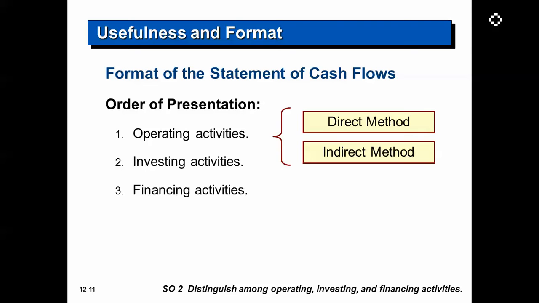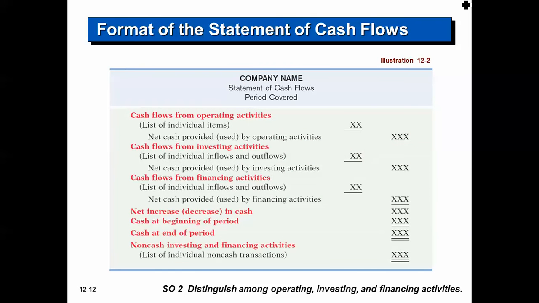There are 2 methods. Now, the PowerPoints will go through both methods, but actually we only concentrate on what's called the indirect method. That's the simplest and most often used. The format: you can begin to see that the format starts with cash flows from operating activities, and you list the individual items. Then cash flows from investing activities, and again you list them. So out here you have operating and investing and financing.